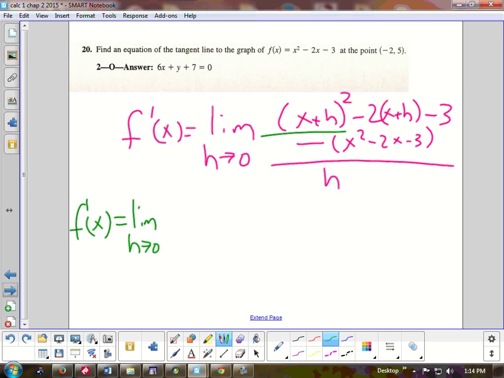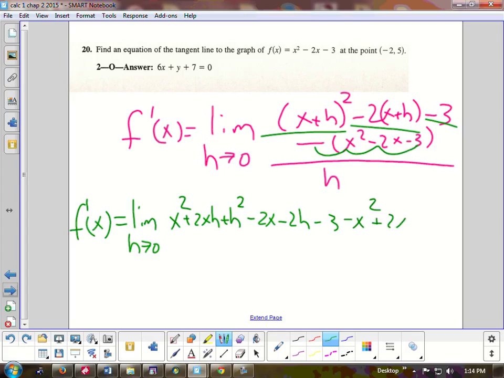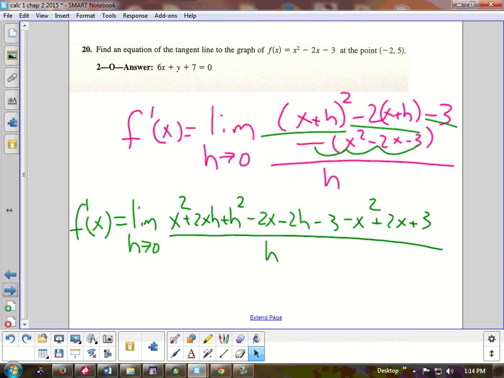Okay, if I square this, I get x squared plus 2xh plus h squared. If I distribute this, I get negative 2x minus 2h minus 3 is next. If I distribute this negative sign, I get negative x squared plus 2x plus 3, and that's all over h. Now we can let some cancellation begin here. The 3's go, the 2x goes, and that's nice because everything has an h in it now.